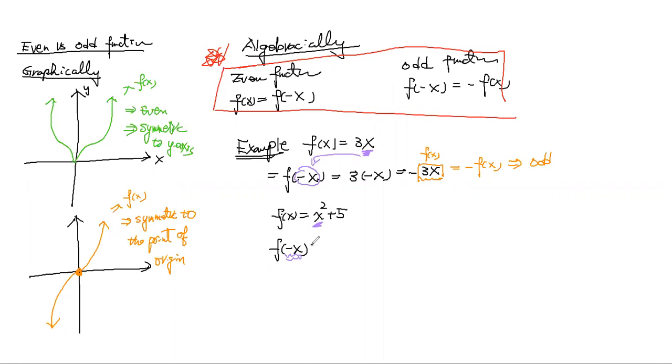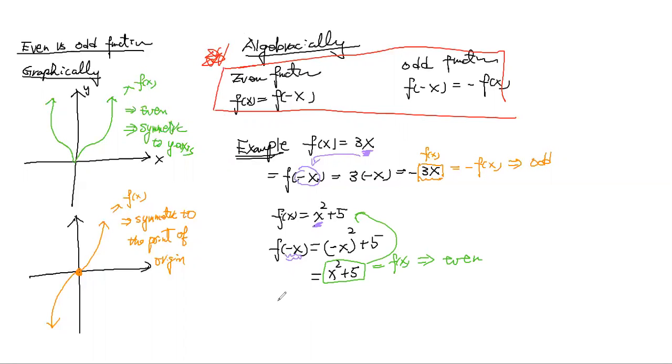The x you replace with negative x, so this is negative x, the whole thing squared, plus 5. You square the negative x: negative times negative becomes positive, so it's x squared plus 5. That is exactly equal to f of x. So I know f of negative x equals f of x. So what type of function is this? This is an even function.